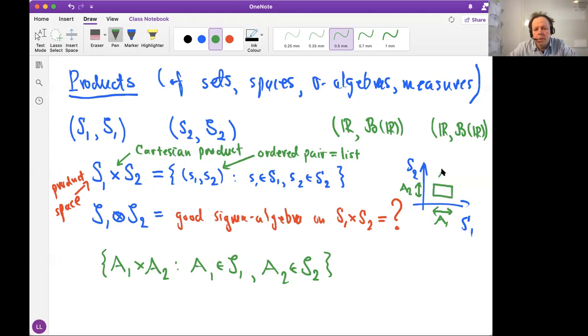So that's our Cartesian product of these two subsets. Here we have a box, and so this should be a natural thing to have as a measurable structure for this product space. The only thing that we need to look at is whether this is a sigma algebra. So let's check. Is this a sigma algebra?